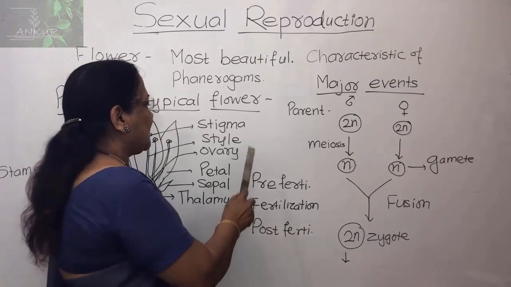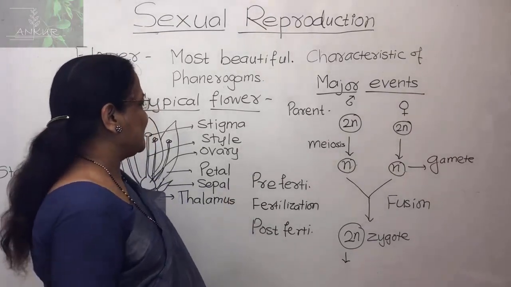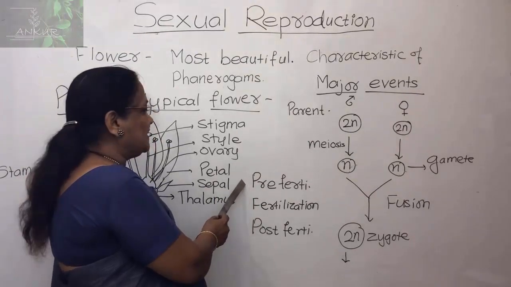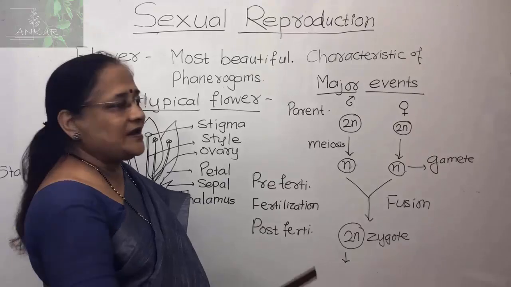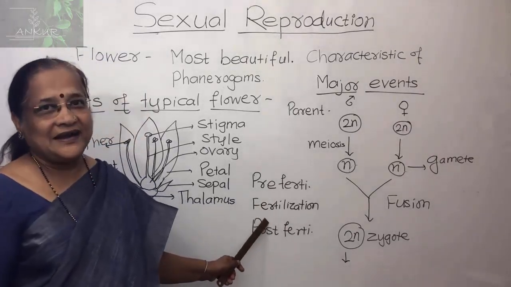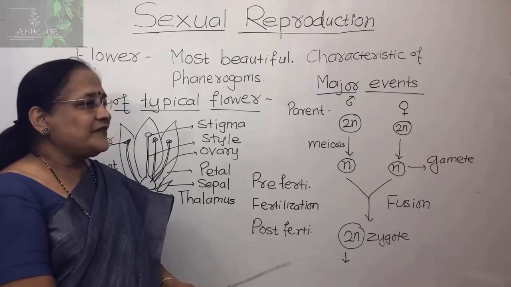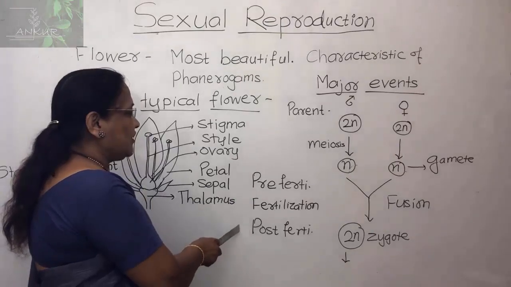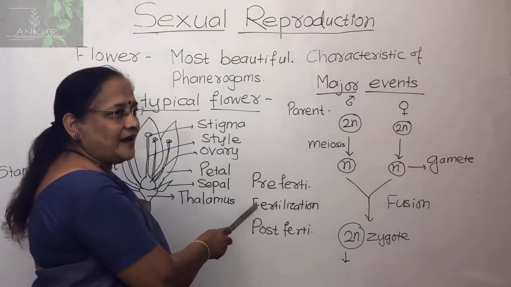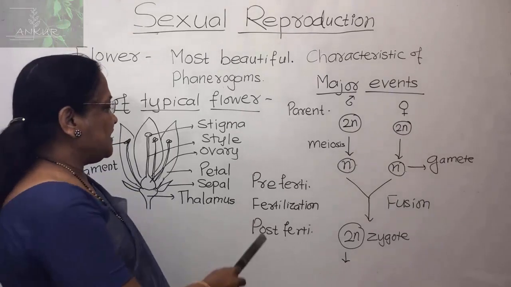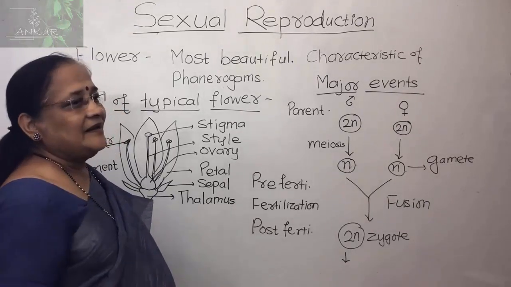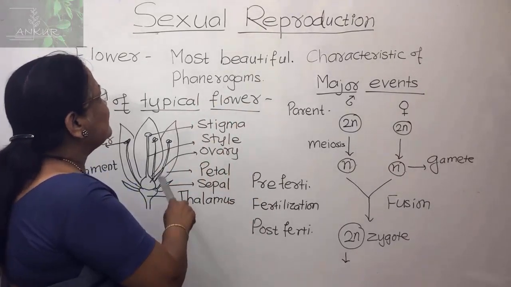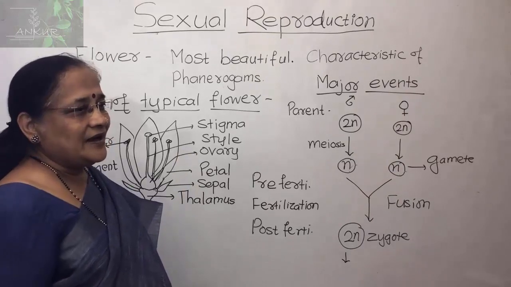So like that you get 3 stages in sexual reproduction: some changes before fertilization, which we call the pre-fertilization changes. Then we get the actual process of fertilization. And next, after fertilization, there are changes in the zygote, which we call post-fertilization. After that, we get the formation of the seed, and from that seed again we get the new plant. So like that we get, in short, the sexual reproduction in higher plants.